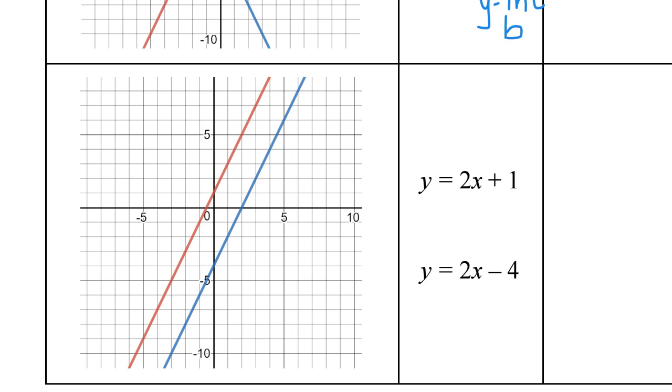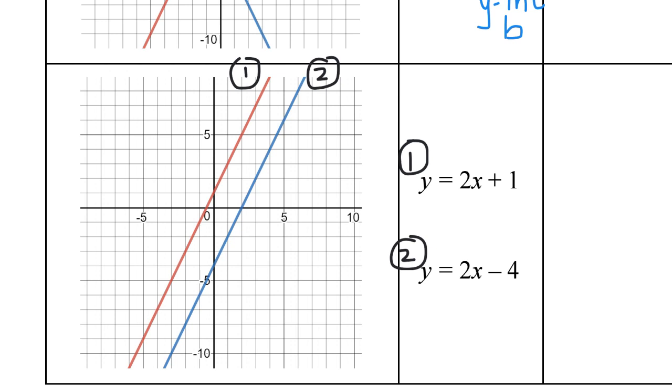Okay, let's take a look at our second situation. Again, I've got two lines plotted here on the grid, one in red, one in blue. My red line, I'm going to label as number 1. And that actually matches up to this first equation here, y equals 2x plus 1. The blue line, I'm going to number as number 2. And that line matches up to my second equation, y equals 2x minus 4.